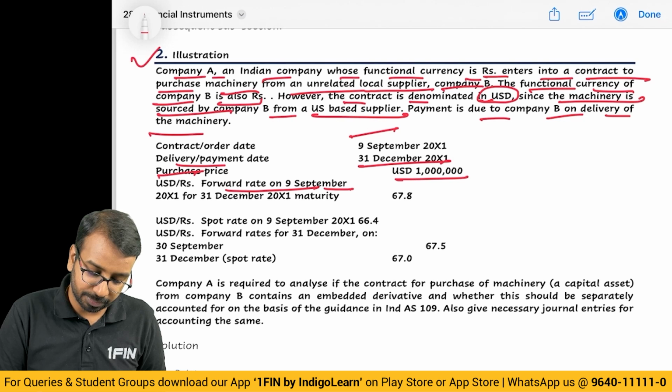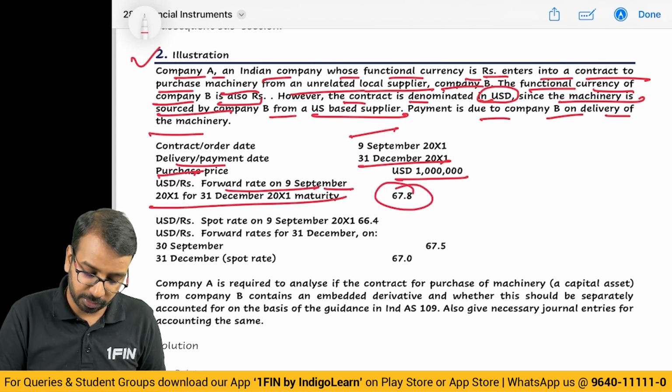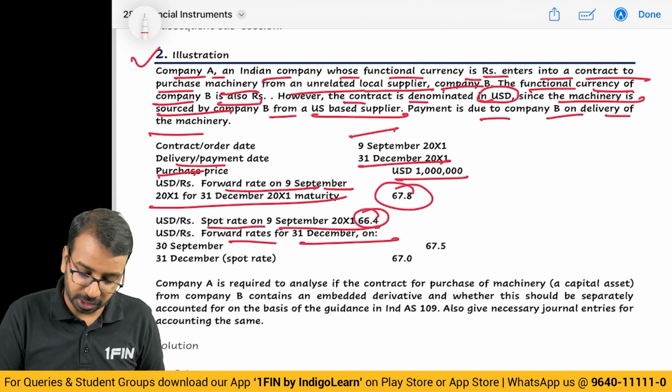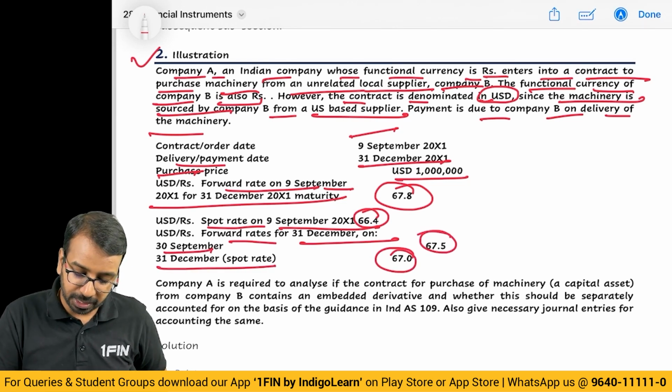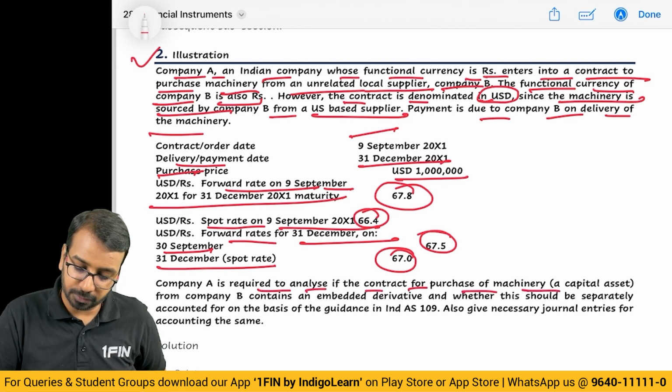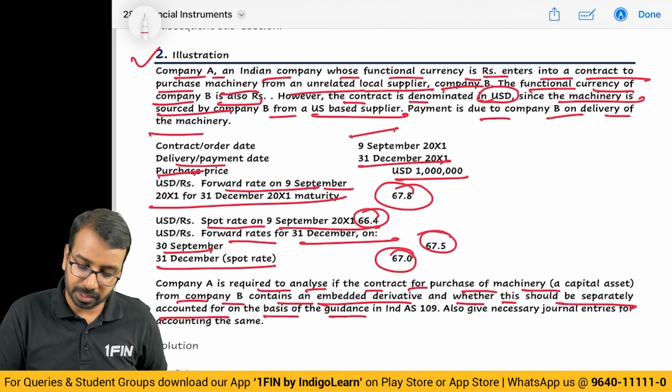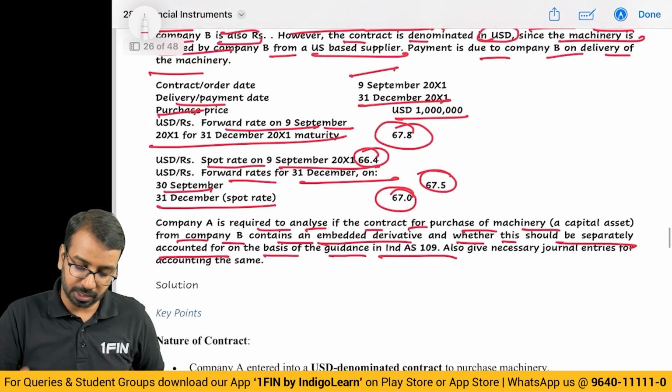Forward rate on 9 September for 31st December maturity is 67.8, spot rate on 9 September is 66.4, forward rate for 31st December on 30th September is 67.5, and on 31st December it is 67. These are the rates given. Company A is required to analyze if the contract for purchase of machinery from Company B contains an embedded derivative and whether this should be separately accounted for on the basis of guidance given in Ind AS 109. Give the necessary journal entry.